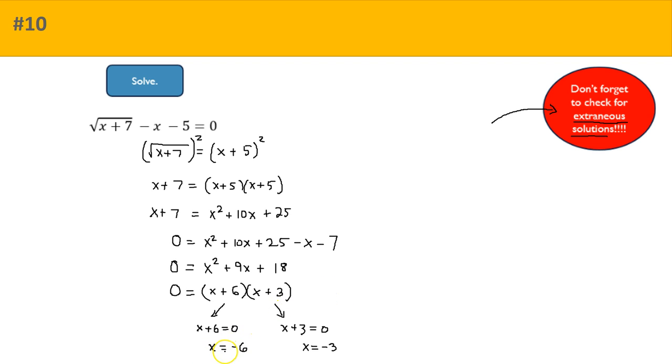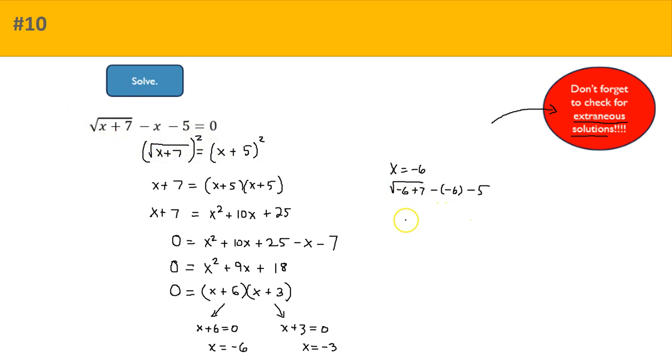Okay, so let's take our potential answer choices and substitute them back into the original problem. And we can figure out which one of these is correct. So we're going to try x equals negative 6, substitute that into the original equation. So we have the square root of negative 6 plus 7, minus negative 6, minus 5. And this should equal 0 according to the original equation.